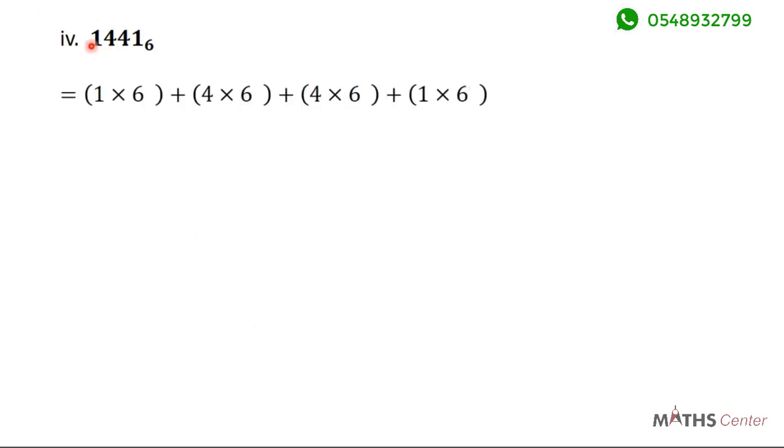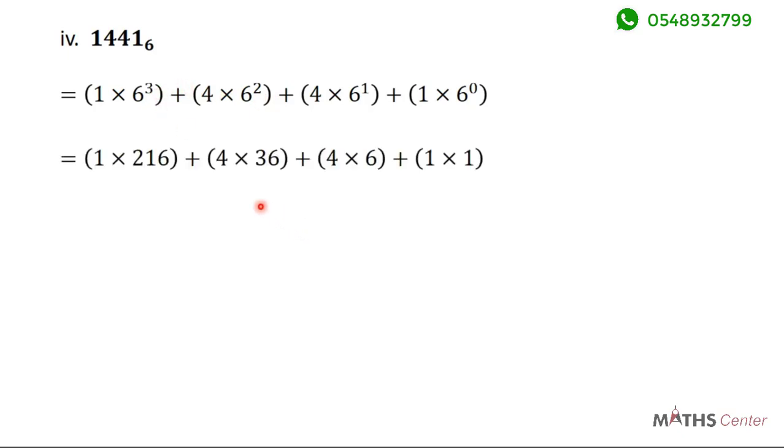We have 1441 base 6, and we are supposed to convert this to base 10. So once again, you multiply each digit with the base. So you multiply 1 with 6, you multiply 4 with 6, you multiply 4 again with 6, then you multiply 1 with 6 as you see here. Then you order it beginning from right to left. So 0, 1, 2, 3. From here you continue with the simplification.